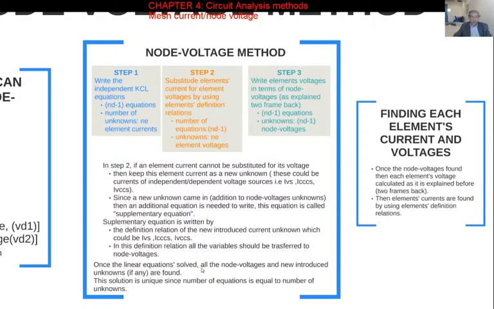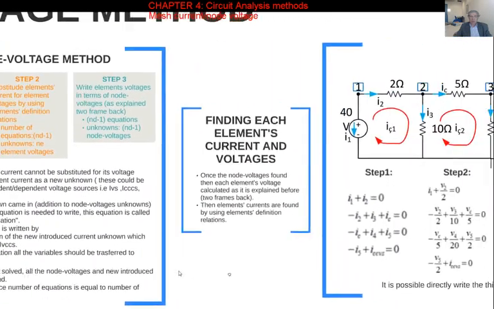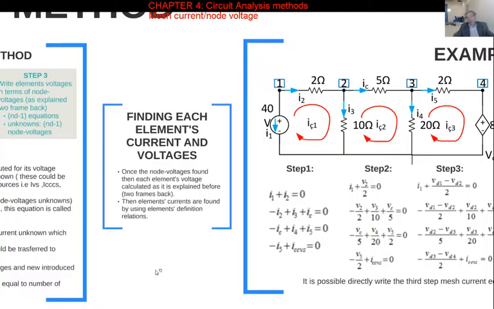Once the linear equation is solved, all the node voltages and newly introduced unknowns are found. This solution is unique since the number of equations is equal to the number of unknowns. So at step 3, we found all the node voltages. Then at the next step, you're going to find all the element voltages by using the node voltages. Use the definition relation, find all the element currents. That is the final point for the analysis of a circuit.